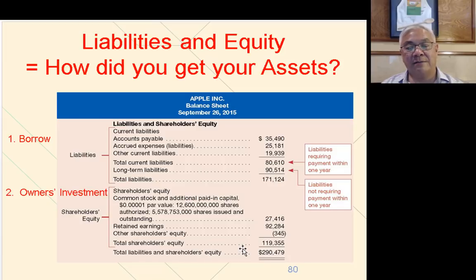So when we borrow it, you may recall that the total asset value from an earlier slide was 290,000. These are in millions, so that's $290 billion of assets, which must equal, because it's an equation, the liabilities and equity of 290 billion. All right, so of that, we have 171 billion in liabilities and 119 billion in equity. Of that, we have current liabilities of 80 and non-current of 90.